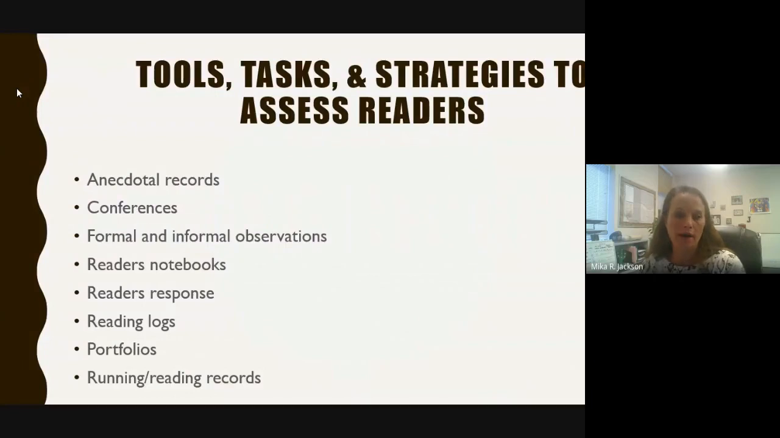For guided reading, there are several ways you can assess readers. You can take notes and records, and you can do little conferences, formal and informal observations. You can keep a reader's notebook. You get readers' responses. Keep reading logs. I know that whenever they do Reading Counts or Accelerated Reader, you keep your reading logs. You've got grades on that. Reading portfolios, and then there are your running or reading records.